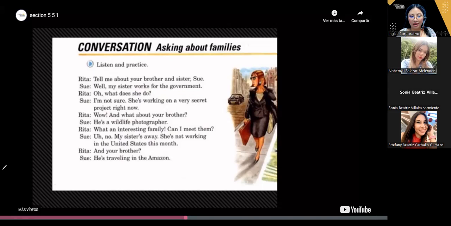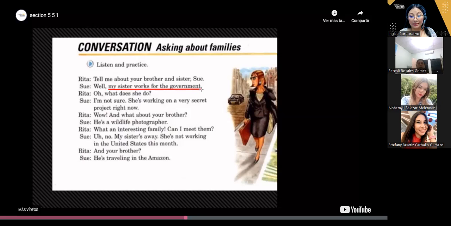Perfecto. ¿Cuándo trabaja? Para el gobierno. ¿Será que solo en este momento? ¿Será que es una rutina? Habitual actions. ¿Será una acción rutinaria, habitual? ¿Qué piensan? She works for the government. My sister works for the government. Analicemos esa. My sister works for the government. ¿Qué estructura estará usando acá, clase? Present, simple. Ajá, or simple present, como querramos llamarle. Es una rutina, claro. Trabaja todos los días. Sí, una acción que pasa cada día. My sister works for the government.